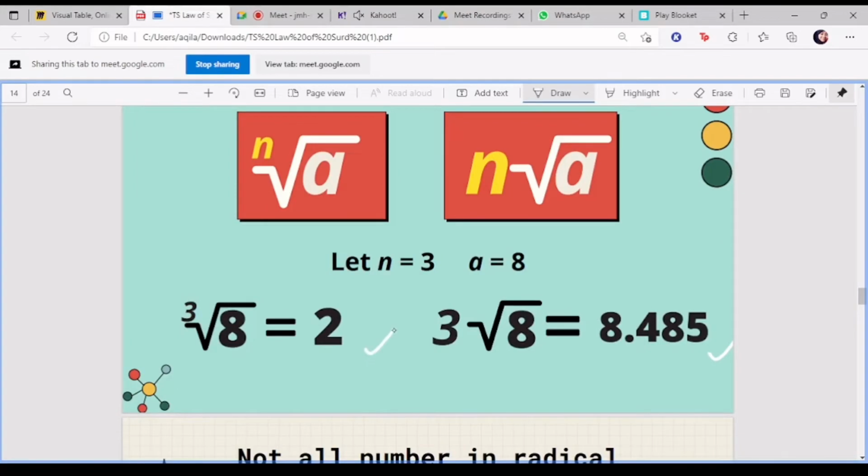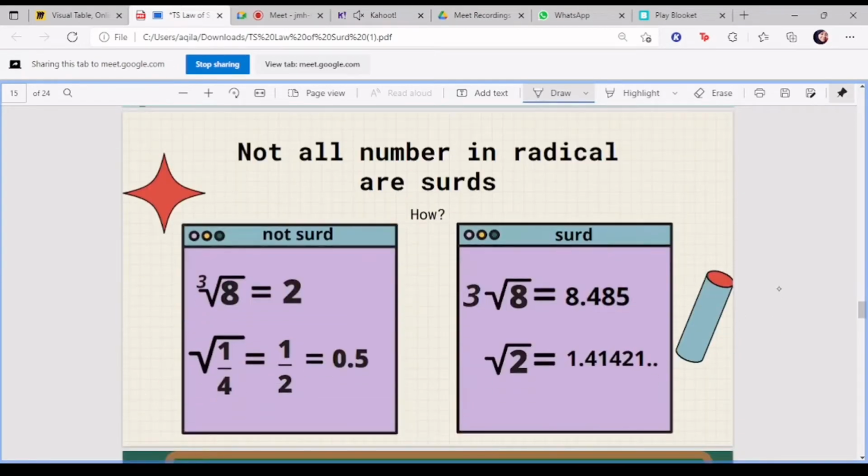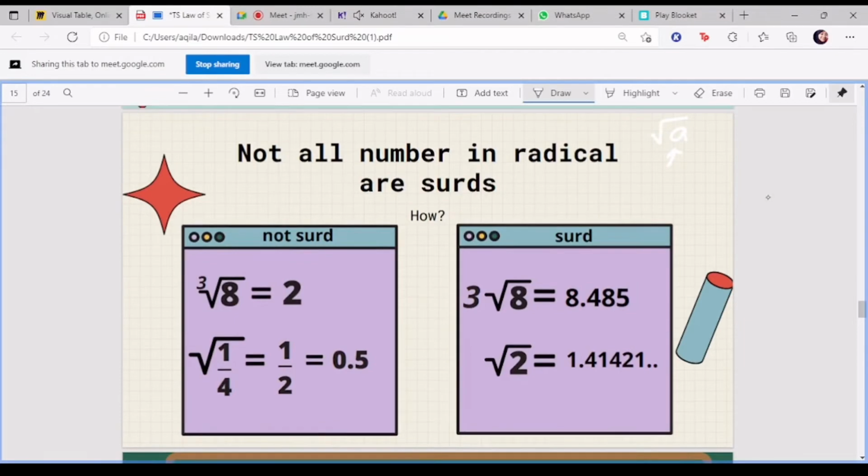Okay, correct, very good. Next, we need to learn that not all numbers in radicals are surds. Any number in the radical is actually not necessarily a surd. Can you believe that? For example, if we have the cube root of 8, why do you think I put it into the not surd group? Because the number is not in decimal. Yes, correct, because the number is not in decimal.